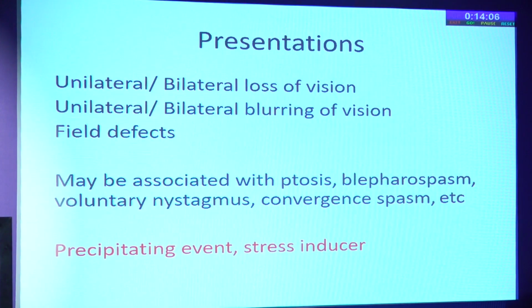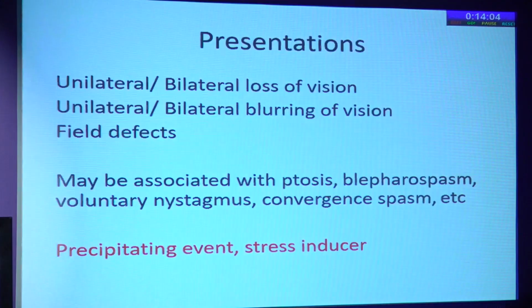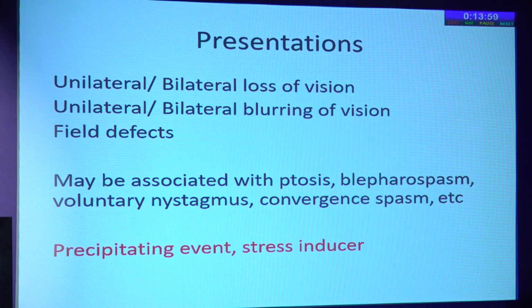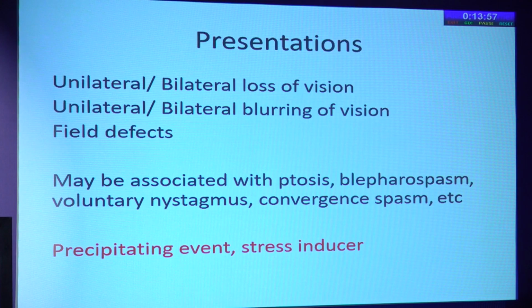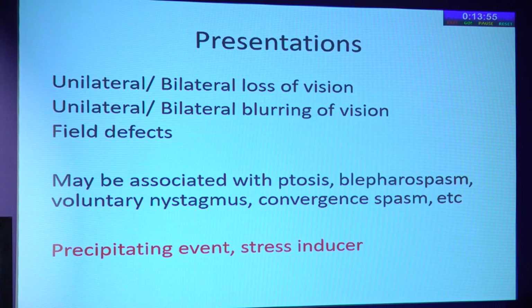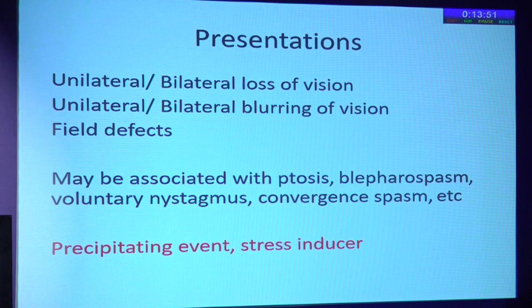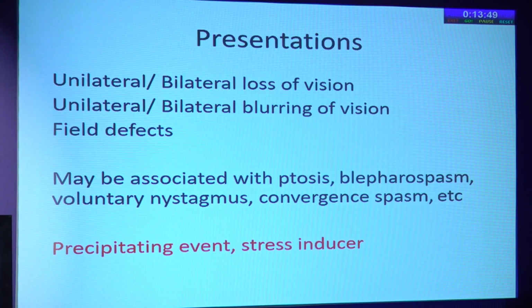The presentations can be unilateral or bilateral, severe loss of vision or just mild blurring or just even field effects, and the patient may just refuse to say that I'm not able to see a particular place. And it sometimes may be associated with a lot of other physical changes or activities like blepharospasm. Some kids can simulate all kinds of strabismus, nystagmus. So a lot of presentations are possible.